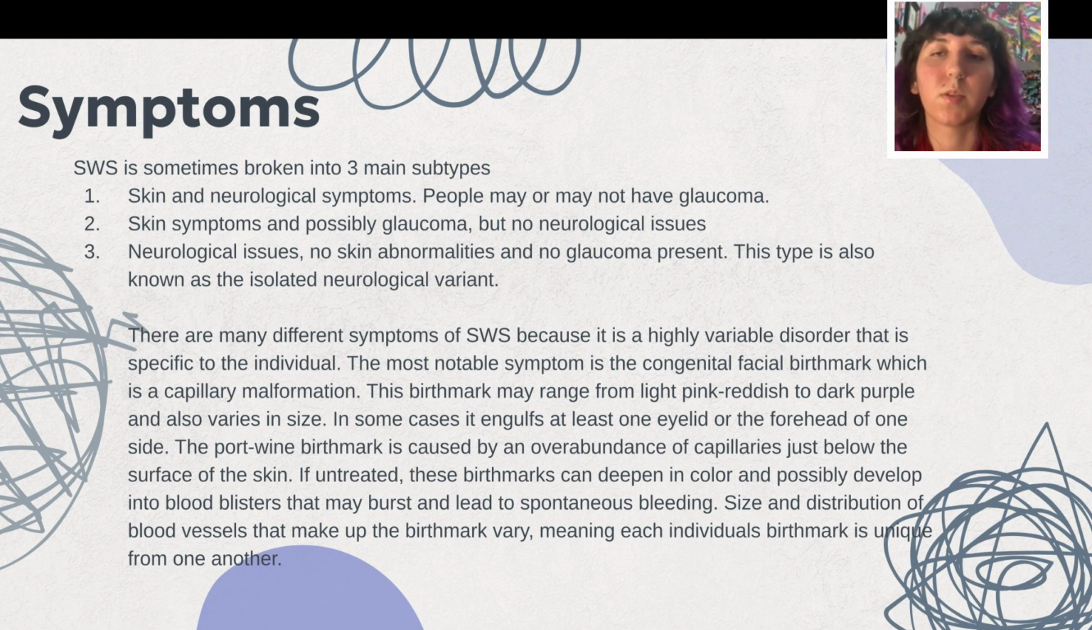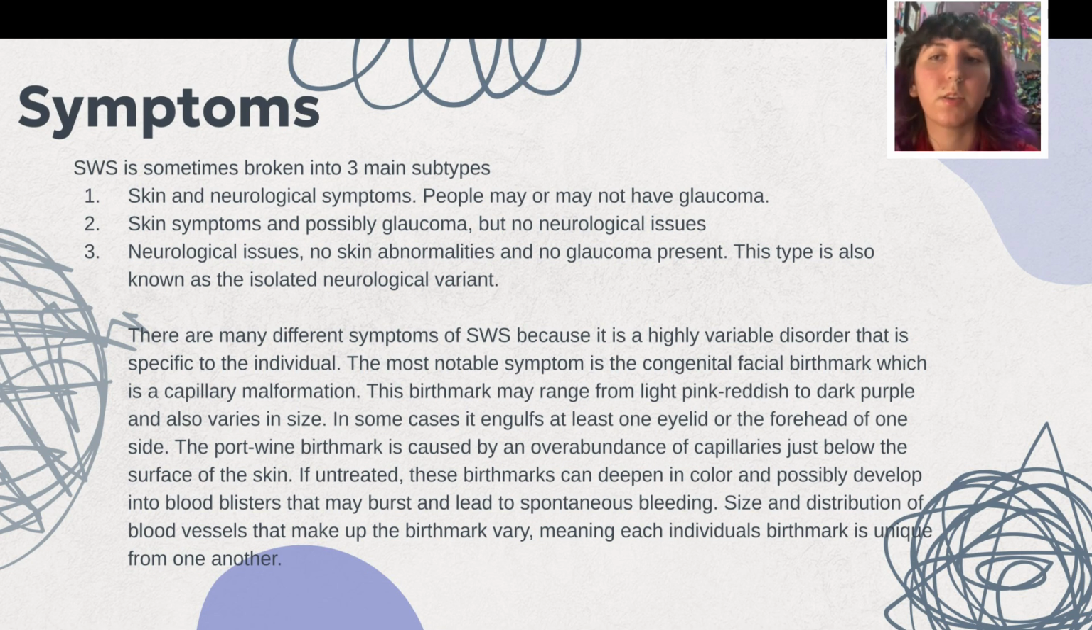Symptoms of Sturge-Weber syndrome. Sturge-Weber syndrome is sometimes broken into three main subtypes. This includes subtype 1, which can involve skin and neurological symptoms, and people may or may not have glaucoma as well. The second subtype involves skin symptoms and possibly glaucoma, but no neurological issues present. And the third subtype involves neurological issues present, but no skin abnormalities and no glaucoma. This type is also known as the isolated neurological variant.